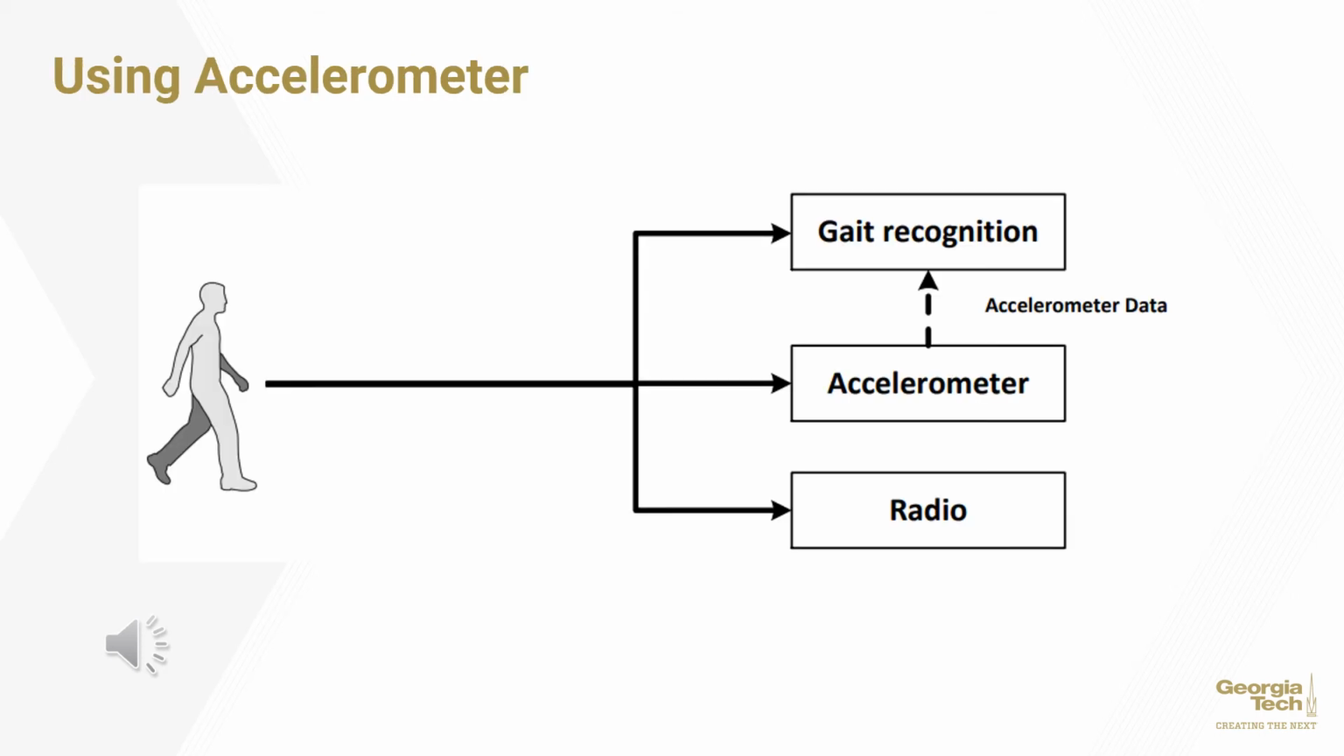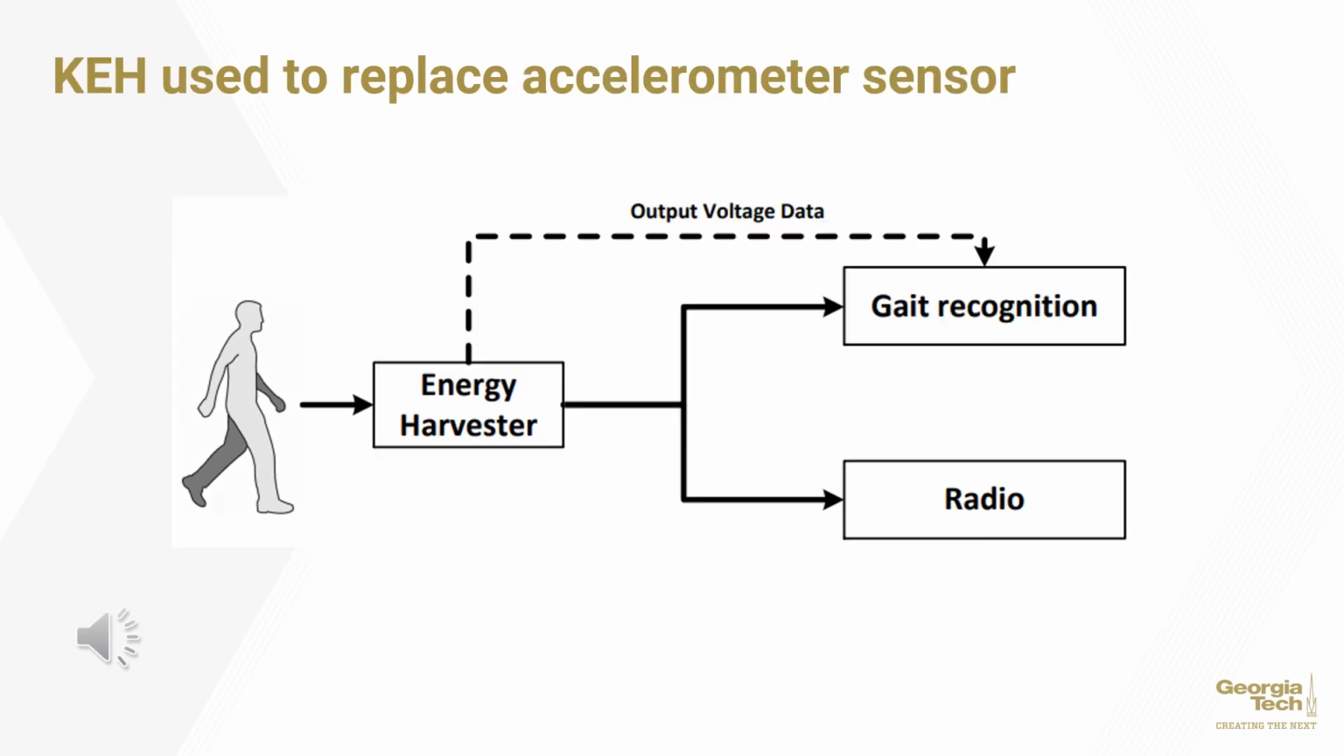Here is a quick diagram that demonstrates an accelerometer-based gait recognition system. Essentially, the accelerometer data is used to train a classifier for gait recognition. KEH-Gait exploits the voltage signal of the kinetic energy harvester for gait recognition directly. The energy harvested can also additionally be used further to power device components like the radio or the classifier itself.